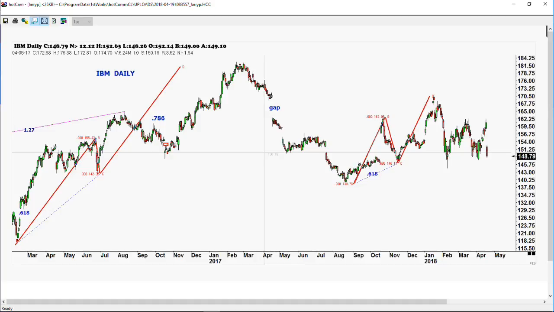The ABCD structure on IBM on this one here, from the high we made in 2017, we dropped well over 50 points. So if you subtract 50 points from the high we just made back in January at 170, that takes you down to 120.